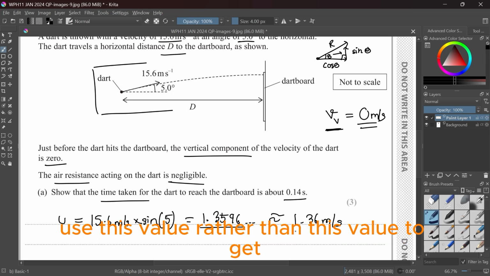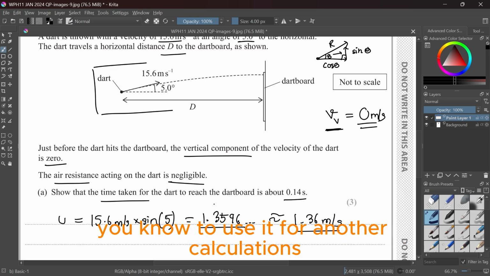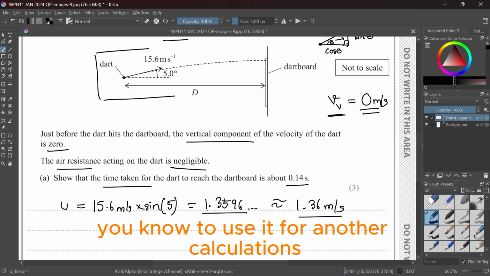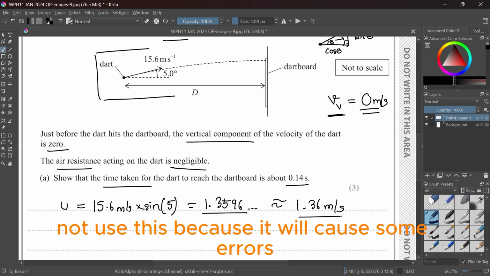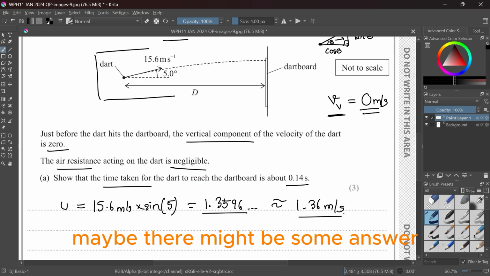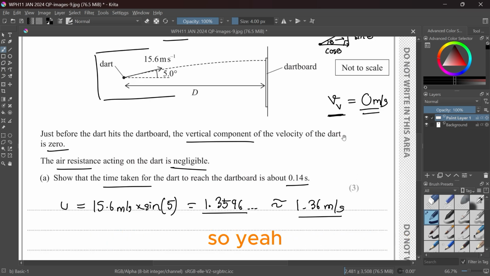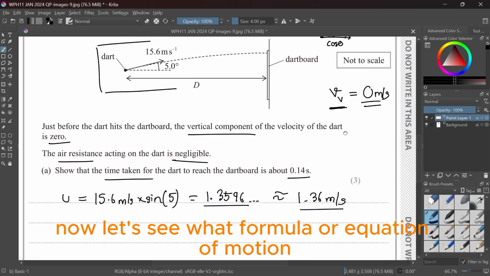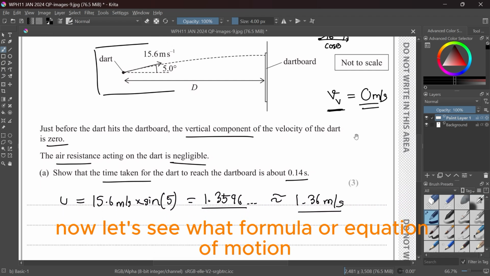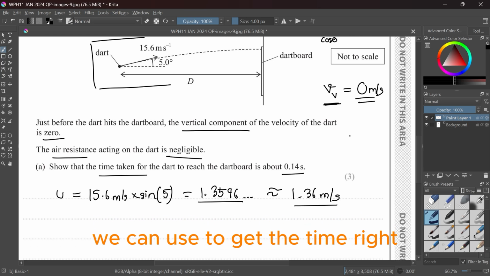Use this rounded value rather than the long one for other calculations. Do not use the other because it will cause some errors. Maybe there might be some difference in your final result. So now let's see what equation of motion we can use to get the time.